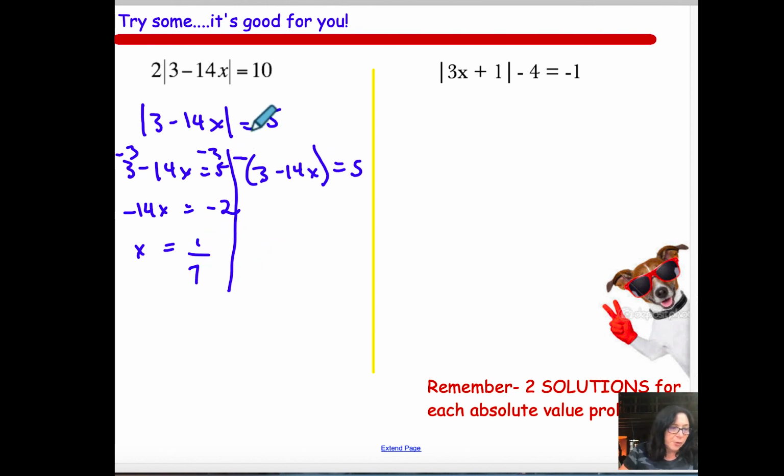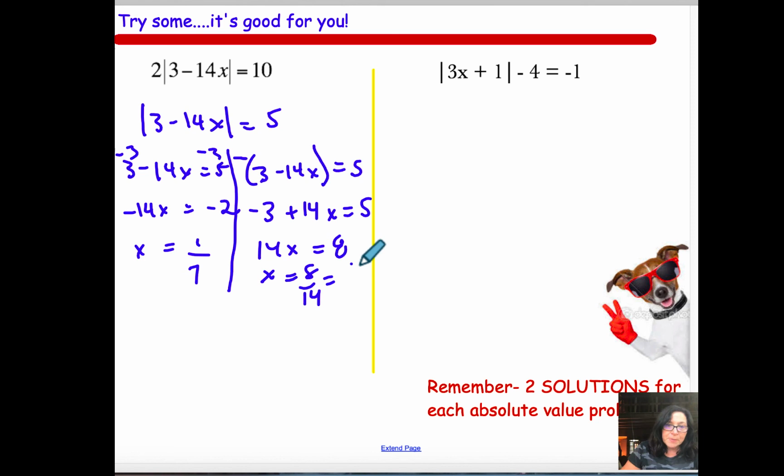I'm going to distribute this negative sign, and I'm going to get negative 3 plus 14x equals 5. I'm going to add 3. I'm going to get 14x is equal to 8. And then x equals 8 over 14, which is going to reduce by 2 to 4 over 7. So my two solutions for this problem are going to be 1 over 7 and 4 over 7. Put those in solution sets for each of these absolute value problems.